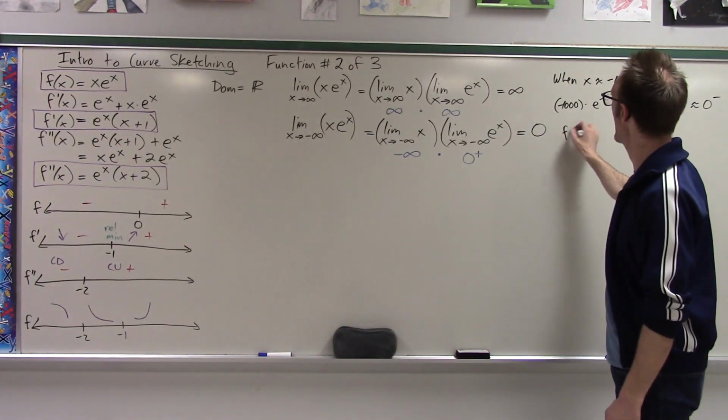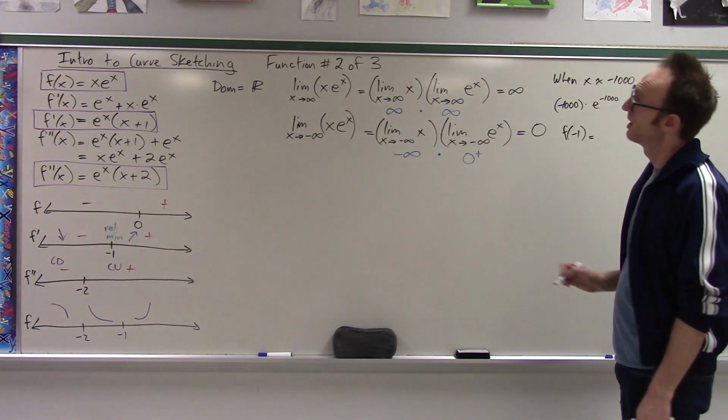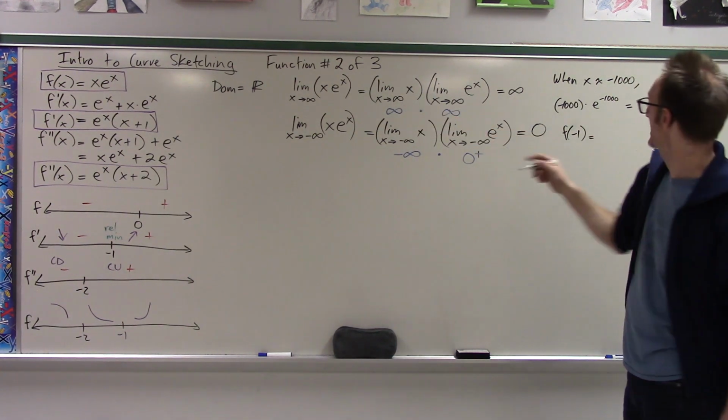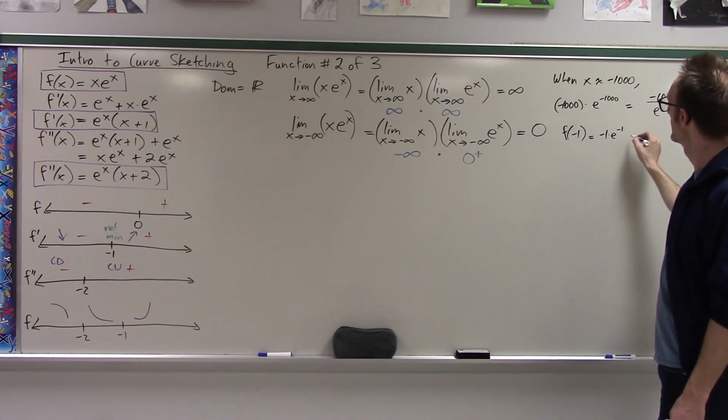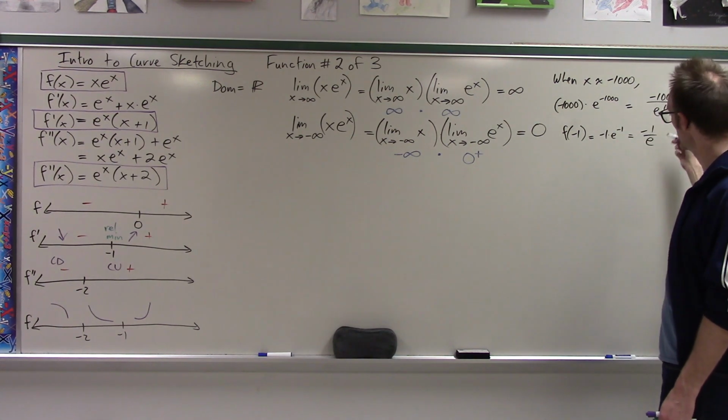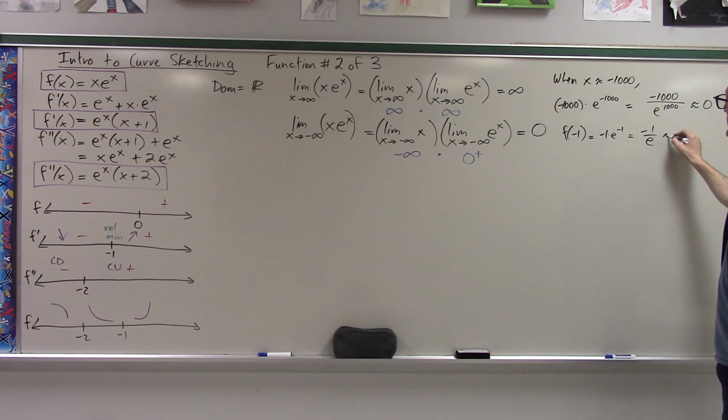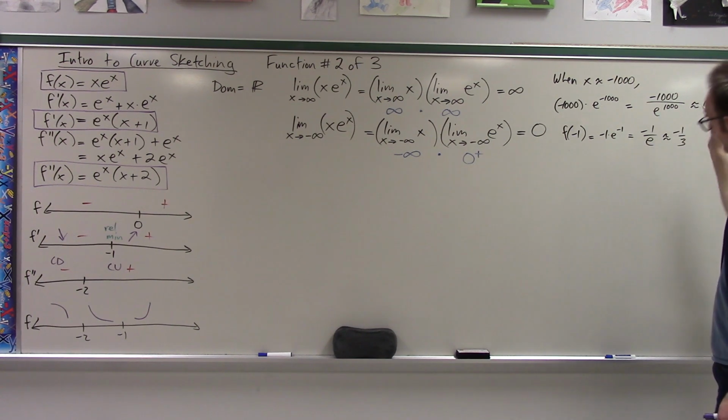So what is f of negative 1? F of negative 1 is going to be negative 1 times e to the negative 1. So negative 1 e to the negative 1. So that's just going to be negative 1 over e. E is about 2.7, so we could call that like negative 1/3.